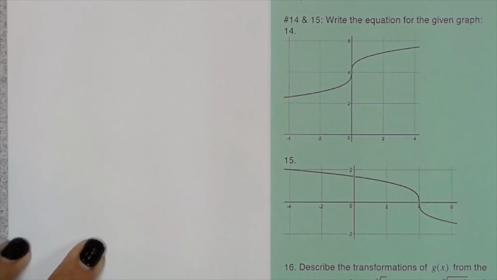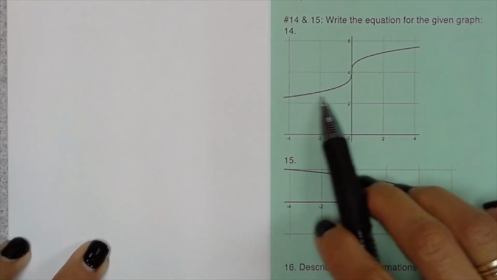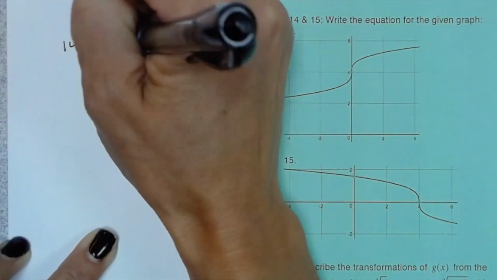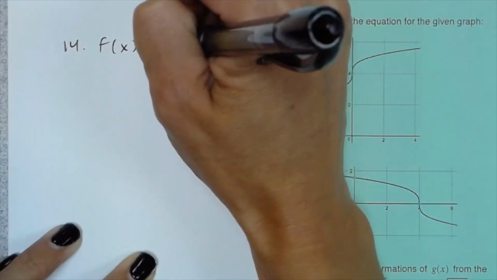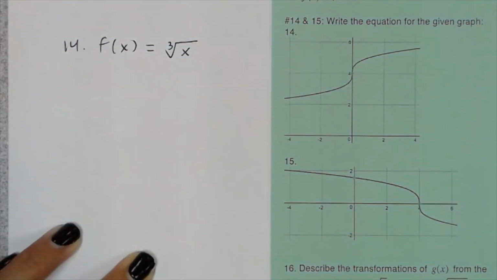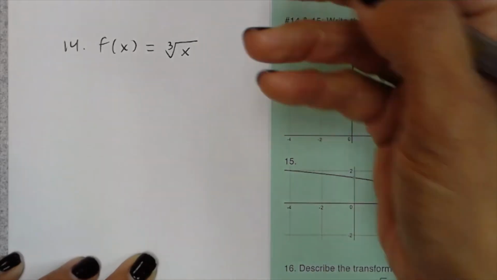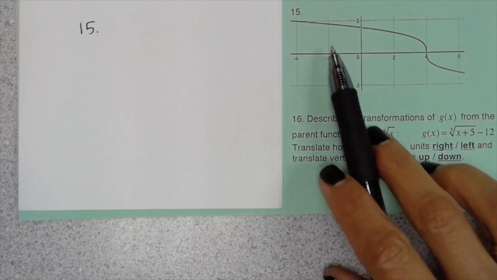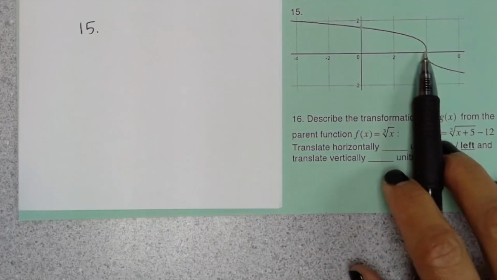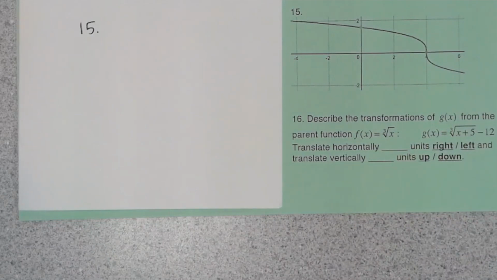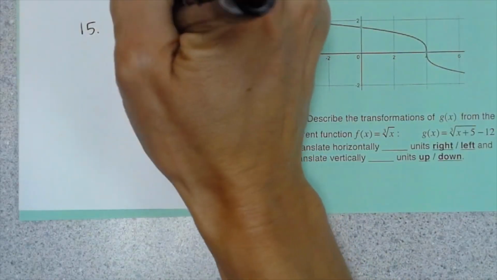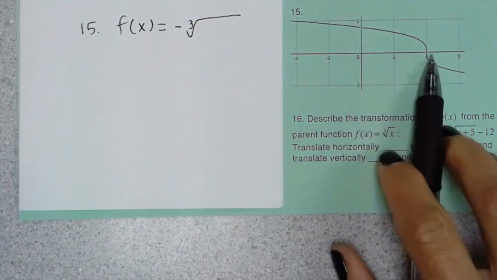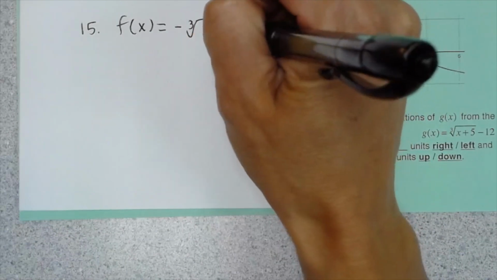For number 14, we're going to write the equation for the given graph. This is the cube root graph that's been shifted up 4. So we're just going to write the cube root of x, and to indicate that it's moving up 4, you're going to put a plus 4 at the end. For problem number 15, you have your cube root graph that's moved right 4, and it's been reflected across the x-axis. So we're going to put a negative in front, cube root of, and then again, because it's moved right 4, we're going to go x minus 4.